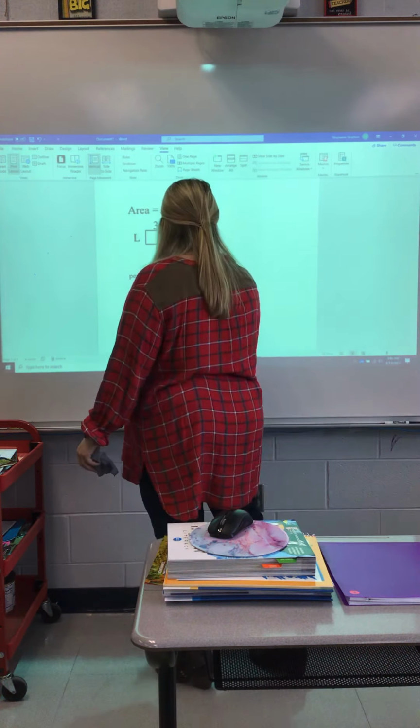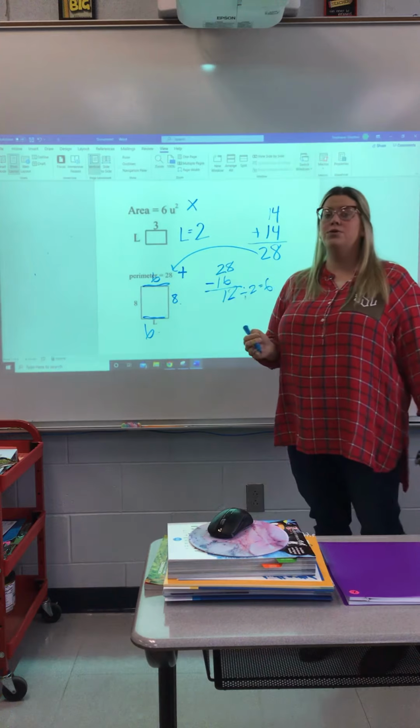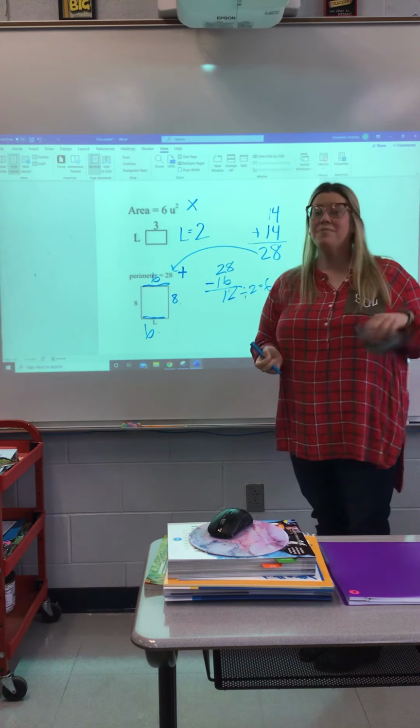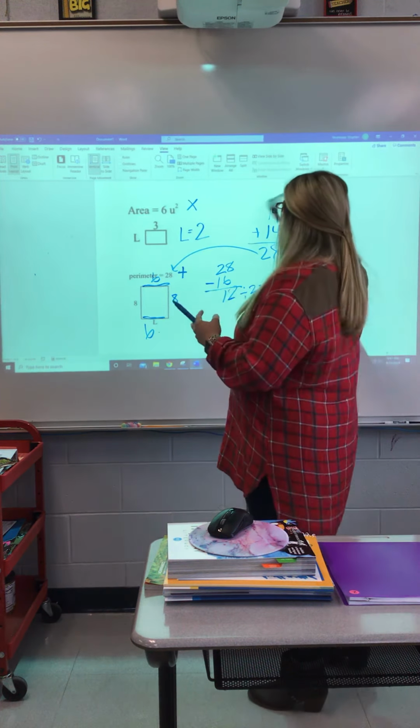So now let's do a little bit of math. What's 8 plus 6? 14. 8 plus 6 is 14. 4 and 4 is 8, 1 and 1 is 2. If I add all of those numbers up, does it give me a perimeter of 28? Yep, it sure does. Good.